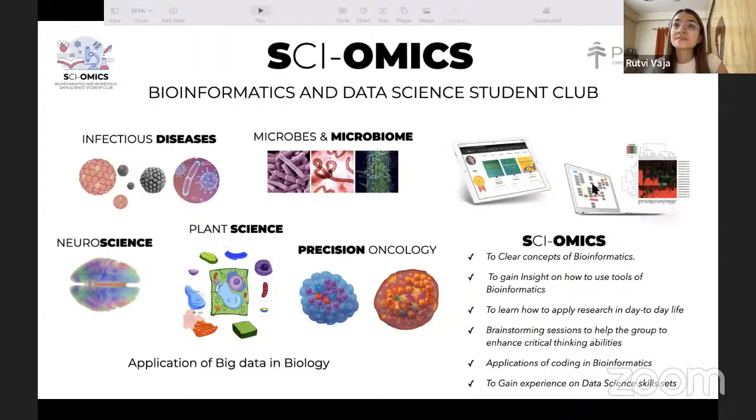We also help students who are interested in the coding part of bioinformatics to learn the application of coding in bioinformatics. Together, these data science skills help the students to apply bioinformatics knowledge in different areas stated over here, such as neuroscience, cancer, microbiology, infectious disease, and many more.